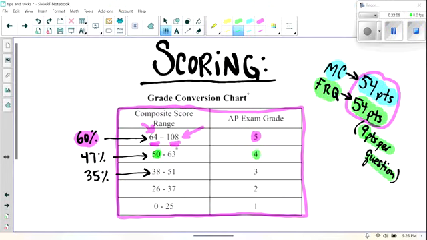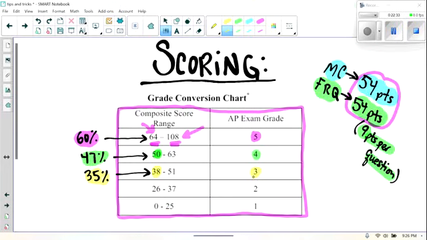Do you know what 50 out of 108 is? 47%. A 4 is 47%. I mean, I can't, guys, I can't. 38 to 51. 38 out of 108 is 35%. That's a 3. Oh my God, kids, I ain't even going to go over a 2 and a 1. I'm not even going to go over it.